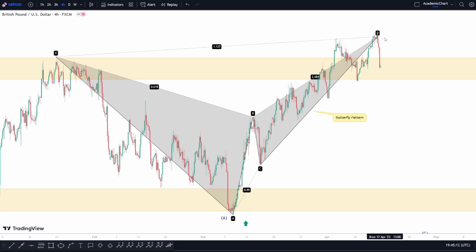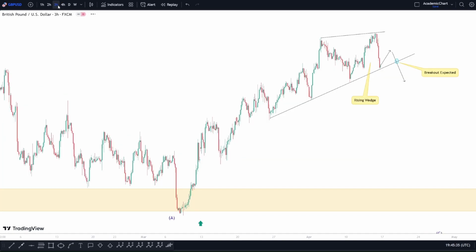So for this pattern, we are expecting a reversal, a downtrend will be expected after this butterfly pattern if everything seems valid. So if we get the confirmation, which seems we are getting a fake out of the resistance level, it might be a downtrend. So let's take a closer look at this uptrend from another perspective.